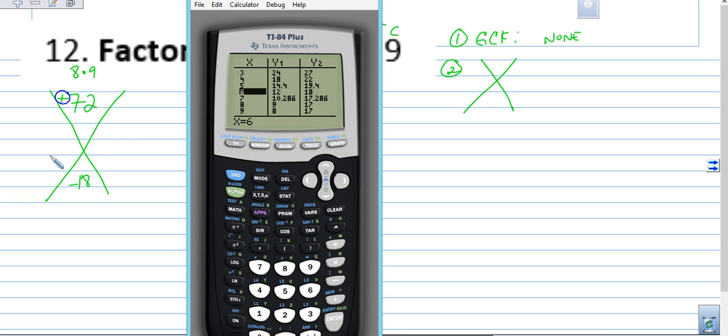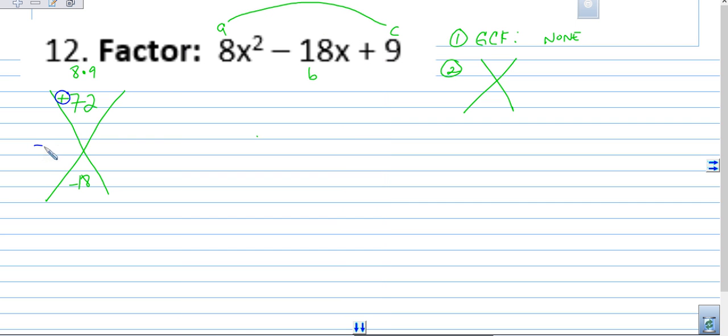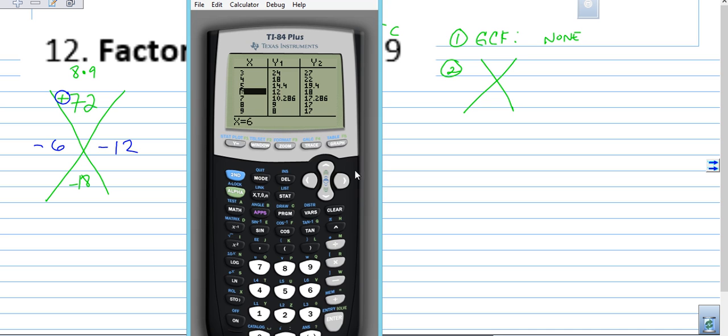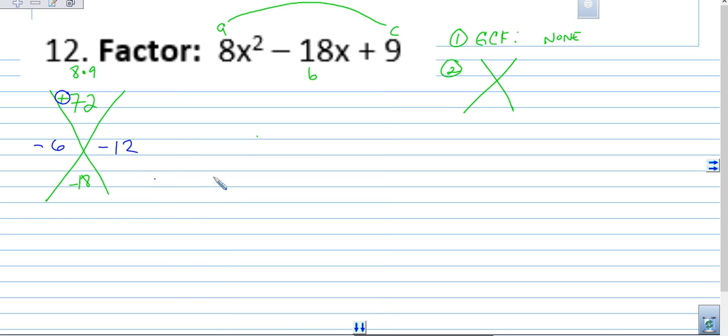So what's the opposite of positive 6? Negative 6. What's the opposite of positive 12? Negative 12. So we need negative 6 and negative 12. Now I'm going to pull it back up just to prove to you that that's right. So I'm thinking there should be negative 6. So I'm going to go actually up to negative 6. And if you look, negative 6, negative 12 is negative 18. Okay? So it works.